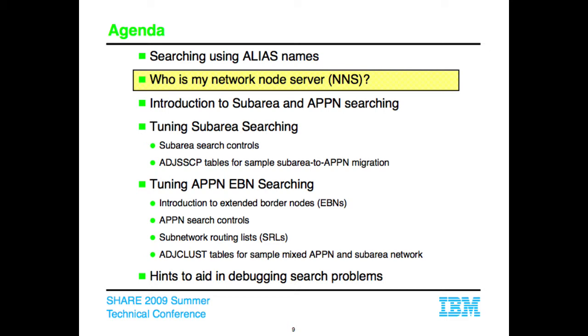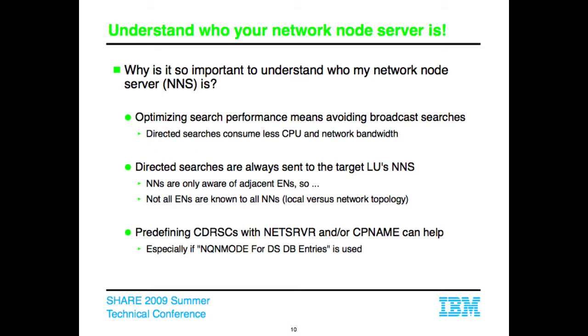But because the network topology database includes every network node in my network, I should be able to always send a directed search to the network node server of every target resource. And so knowing who your network node server is helps you to understand exactly the kinds of entries that you want to put in certain adjacent SSCP tables so that you can optimize even the very first search and try to avoid the broadcasting. So we'll go through a little bit of a discussion about what a network node server is or who the network node server is, and then we'll go through a few examples to try and let you guess what the answers are.